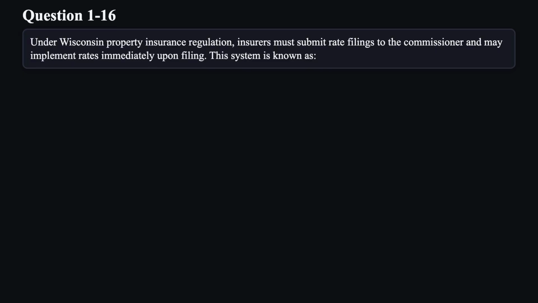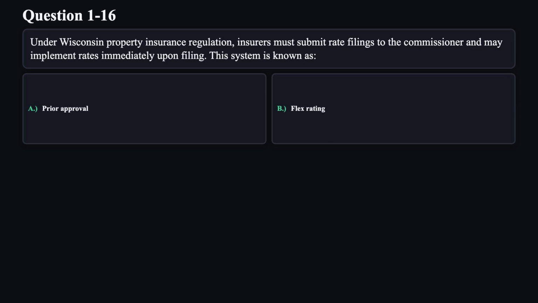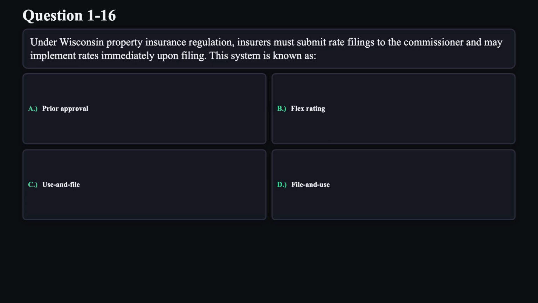Question 16. Under Wisconsin property insurance regulation, insurers must submit rate filings to the commissioner and may implement rates immediately upon filing. This system is known as A. Prior approval, B. Flex rating, C. Use and file, D. File and use.